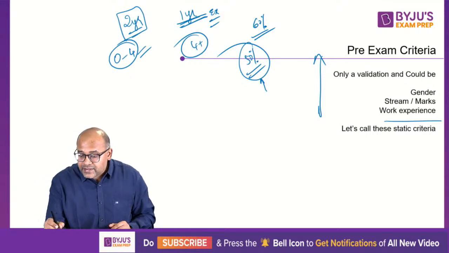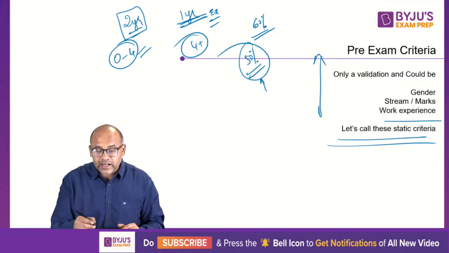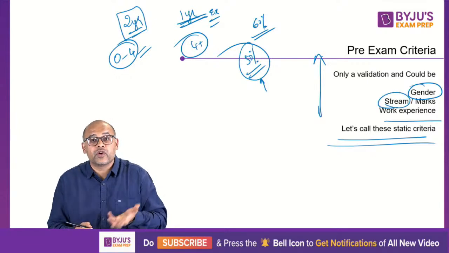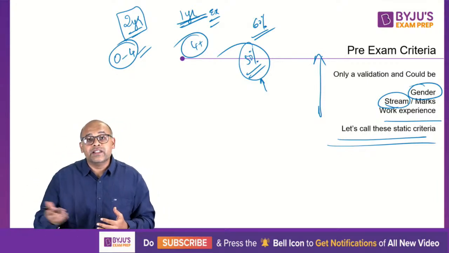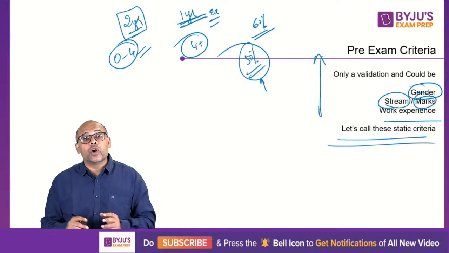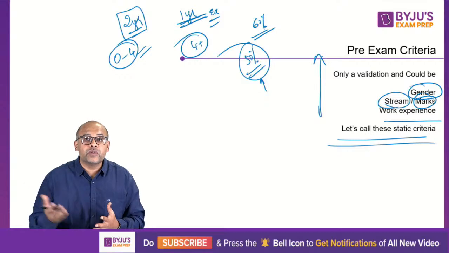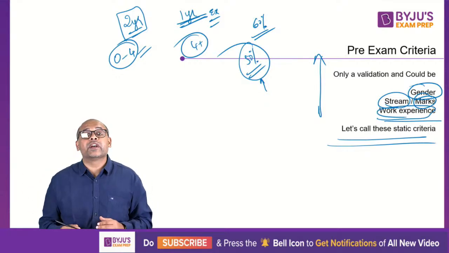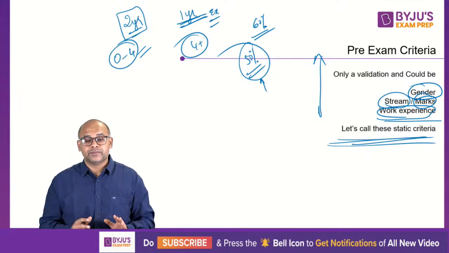Okay, this is called pre-exam criteria. Let's call this static criteria. So what are the static criteria? Your gender, your stream, that is which college, which background are you from? Are you a commerce student, science student, engineering student, medical student? What score did you get at various stages of your life? 10th class score, 12th class score, what score you got in your graduation? Typically these are the 3 scores they look at, and what amount of work experience you have. So let's call this data static.